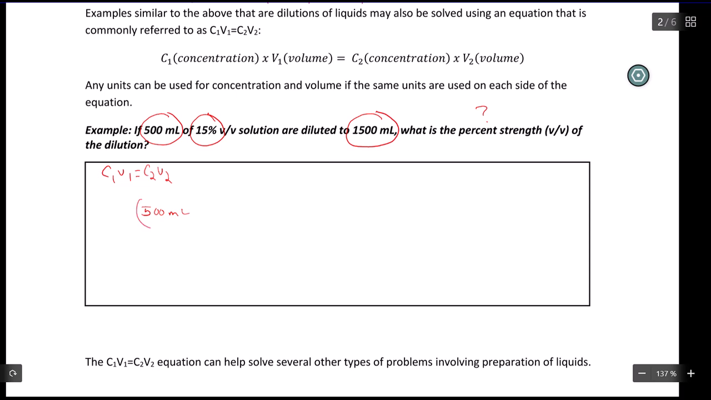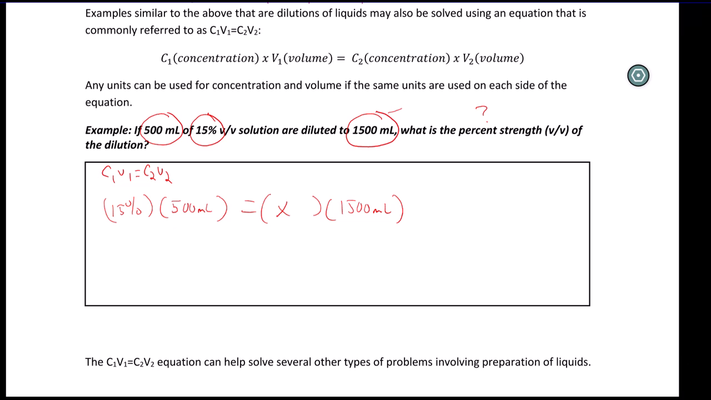Or let me do it in terms of the numbers here. C1 is 15%, V1 is 500 mLs. So it's the volume of something and the concentration of that same thing. And here we have the concentration that we're looking for, that's X. And our V2 is 1,500 mLs, meaning that's the volume that it's diluted to. This is telling you that the amount of drug on the left side is going to equal the amount of drug or active on the right side. So this is why the equation works, as long as the units are the same.